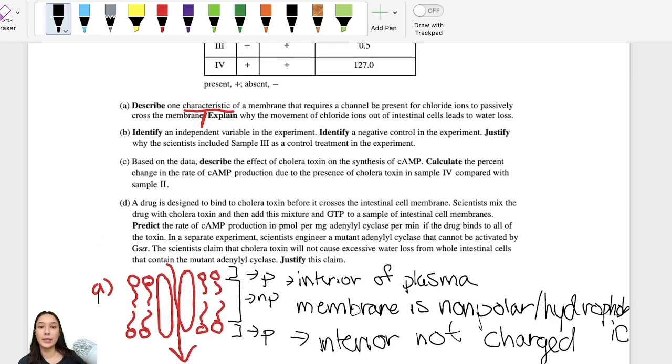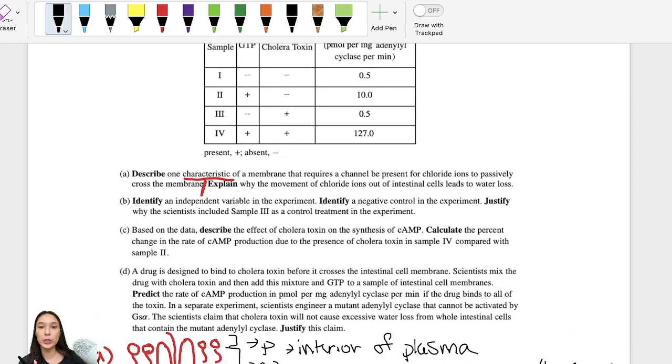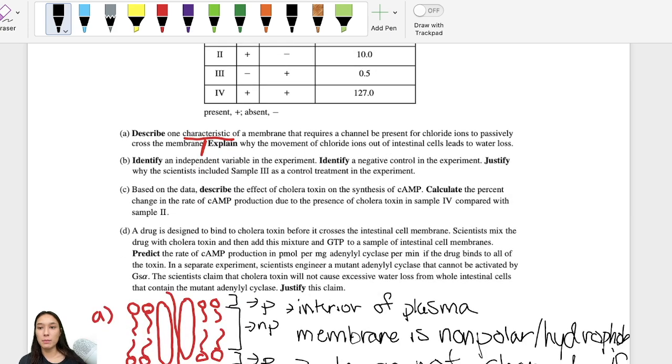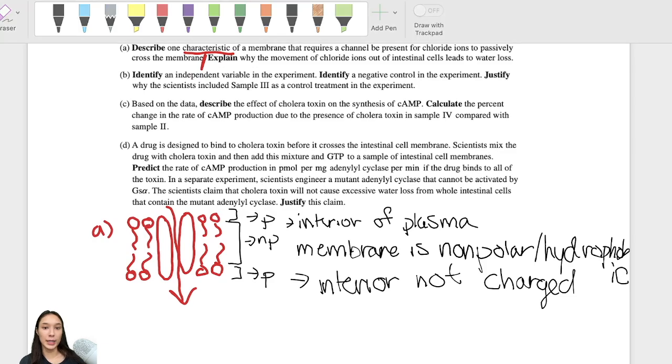Now for the second half of this, it's asking you to explain why the movement of chloride ions out of an intestinal cell leads to water loss. So this is still a general question. Obviously it pertains to what we're looking at here, but again, still fairly general. So why would the movement of chloride out lead to water loss? Well, we need to think about our ideas of osmoregulation, right?